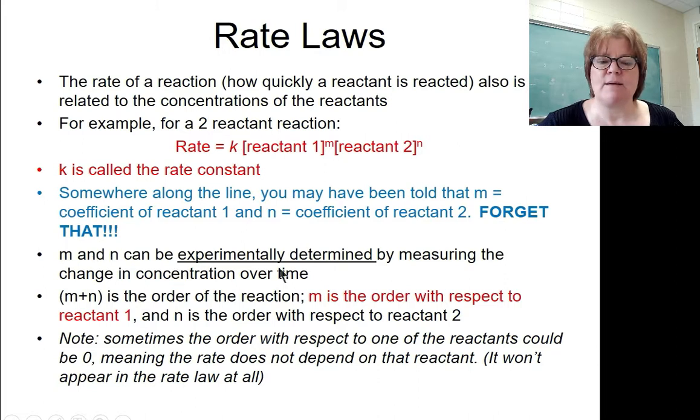And we're going to determine M and N experimentally. M is the order of the reaction with respect to reactant 1. N is the order of the reaction with respect to reactant 2. And the overall order would be M plus N.